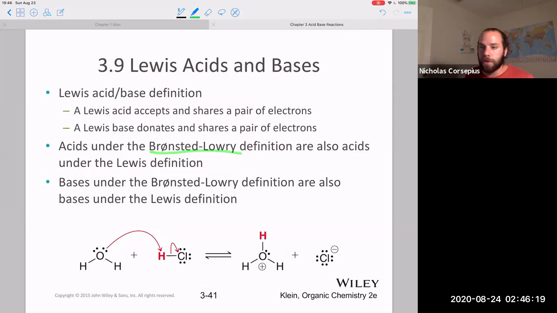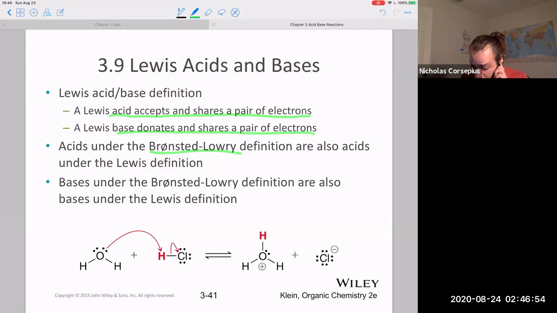Then this dude named Lewis came along and he expanded the definition of acids and bases such that a Lewis acid accepts and shares electrons. Okay, so it doesn't just donate protons, it accepts electrons, whereas a base donates and shares electrons. This is not inconsistent with the Bronsted-Lowry definition. Every Bronsted-Lowry acid is a Lewis acid, and every Bronsted-Lowry base is a Lewis base, but it expands it even more.